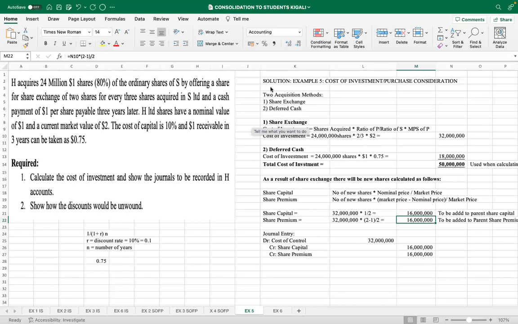Now, Fred Muneza is asking, why 2 minus 1? What goes to the share premium is the surplus, the value above nominal price. What goes to share capital is nominal price. What goes to share premium is the value above nominal price. You take nominal price is 1, the market price is 2. So 2 minus 1 gives you the value above nominal price. The value above nominal price goes to share premium account.